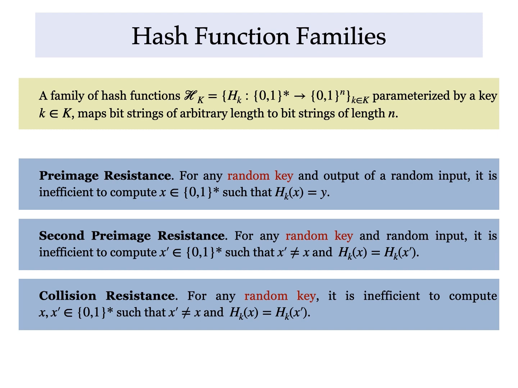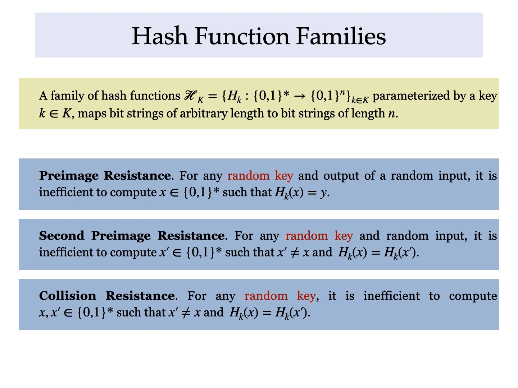This hash function family is parameterized by a key. And we have three main properties. The first one is preimage resistance. Preimage resistance means that for any random key, this is important, for any random key and output of a random input, it's inefficient to compute the preimage, the actual input. So if I choose a random function from the whole members of this family, and I select a random input and calculate the output and give that output to the adversary, the adversary cannot compute the input from the output. This also means one-wayness, or we say preimage resistance.